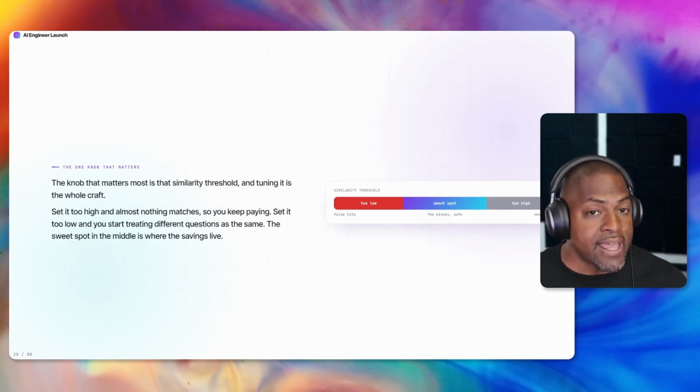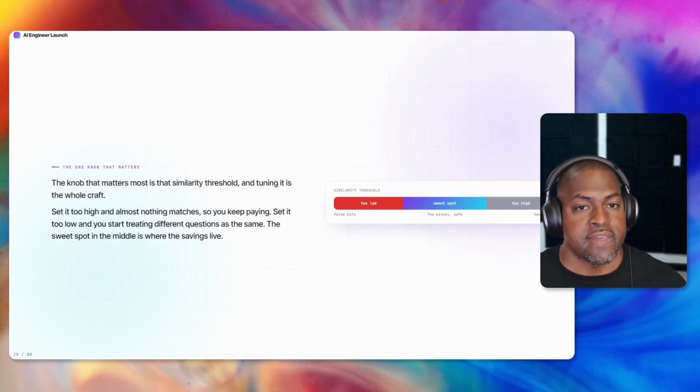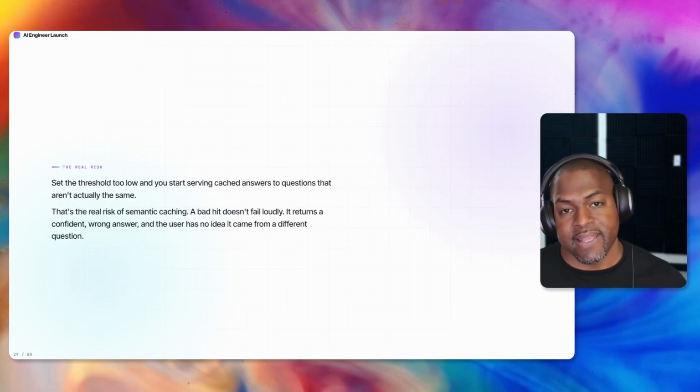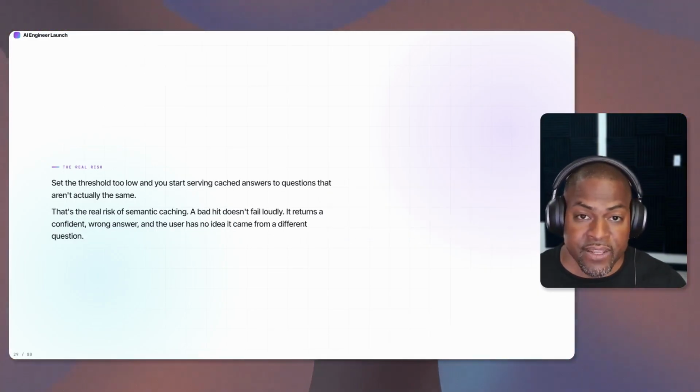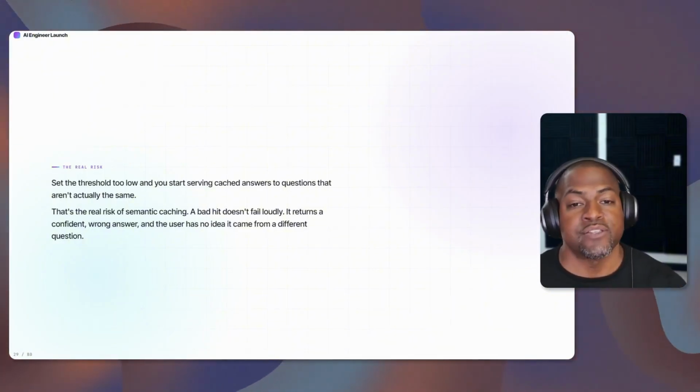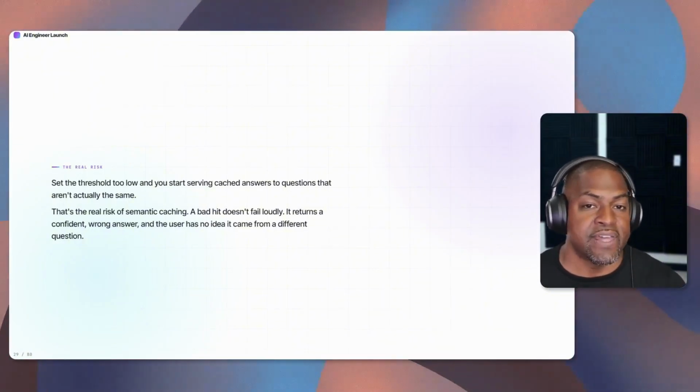Set the threshold too low and you start serving cached answers to questions that aren't actually the same. That's the real risk of semantic caching. A bad hit doesn't fail loudly. It returns a confident wrong answer, and the user has no idea it came from a different question. This is the kind of thing that bites people.